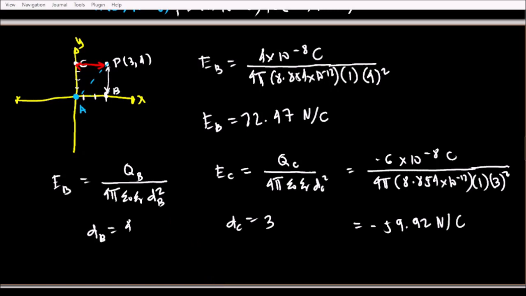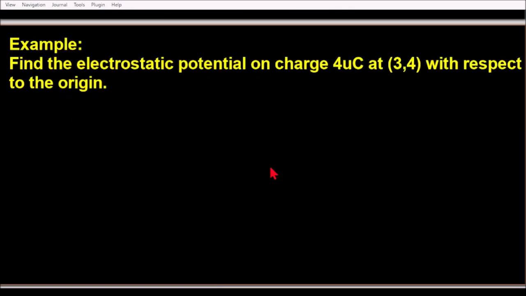Okay? So now we go to electrostatic potential, no? Find the electrostatic potential on charge 4 microcoulomb at 3, 4 with respect to the origin. 4 micro. So this is the sign for micro. So micro is equal to times 10 to the power of negative 6.